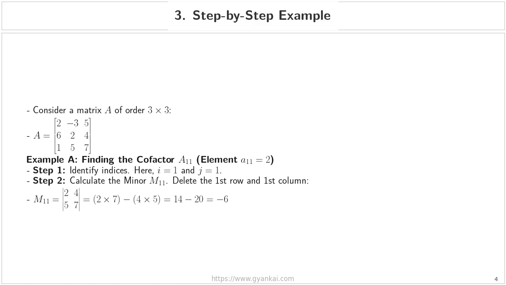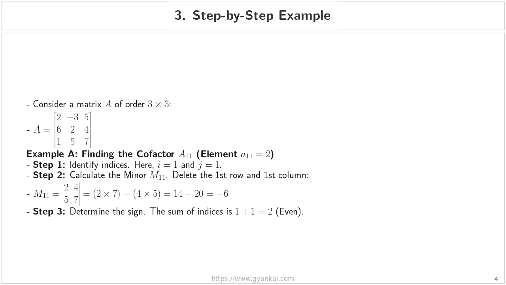To do this, we mentally delete the first row and the first column of our matrix. This leaves us with a smaller 2x2 matrix consisting of the elements 2, 4, 5, and 7. We find the determinant by calculating 2 times 7 minus 4 times 5. That gives us 14 minus 20, which results in a minor of -6.